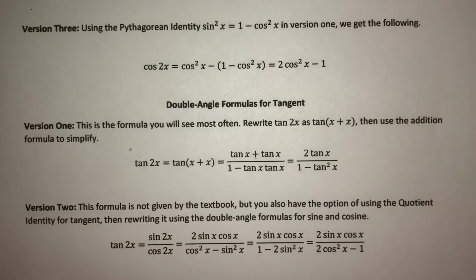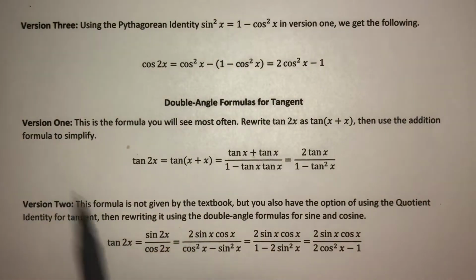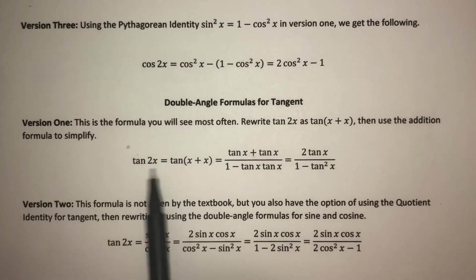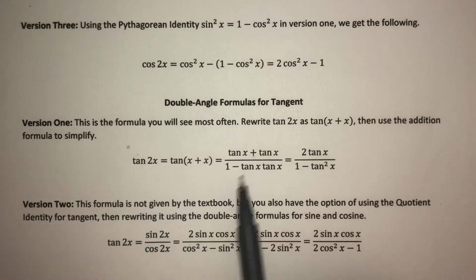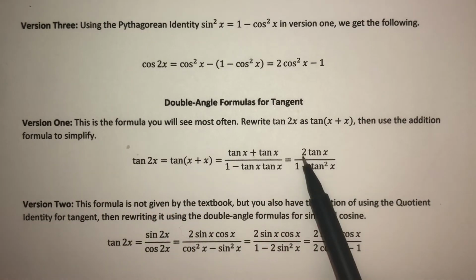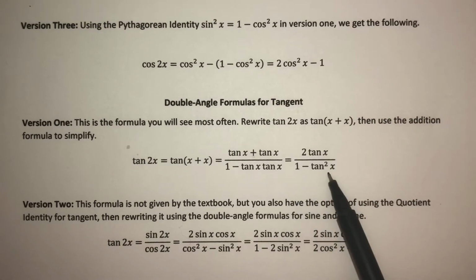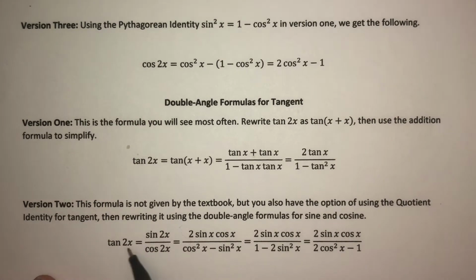Okay, now for the double angle formula for tangent. We have, again, a couple of options. The first option is to do what we did before and replace 2x with x plus x, then using the sum formula from the previous section, and we end up with 2 tangent x over 1 minus tangent squared of x. But you also have the opportunity to rewrite tangent of 2x as sine of 2x over cosine 2x. And then you can use the double angle formula for sine and then any of your double angle formulas for cosine to get it.